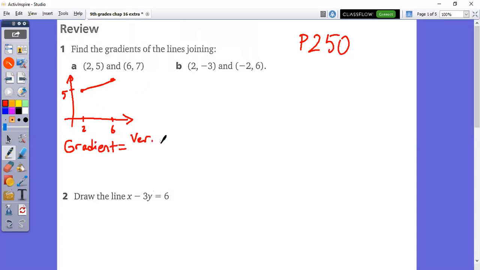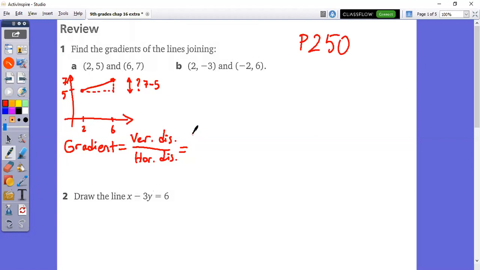Remember the formula: vertical distance over horizontal distance. Vertical distance is seen here. Vertical distance is the difference between y coordinates. Look at opposite sides. It's 7 minus 5, the distance between 7 and 5. These opposite sides are the same.